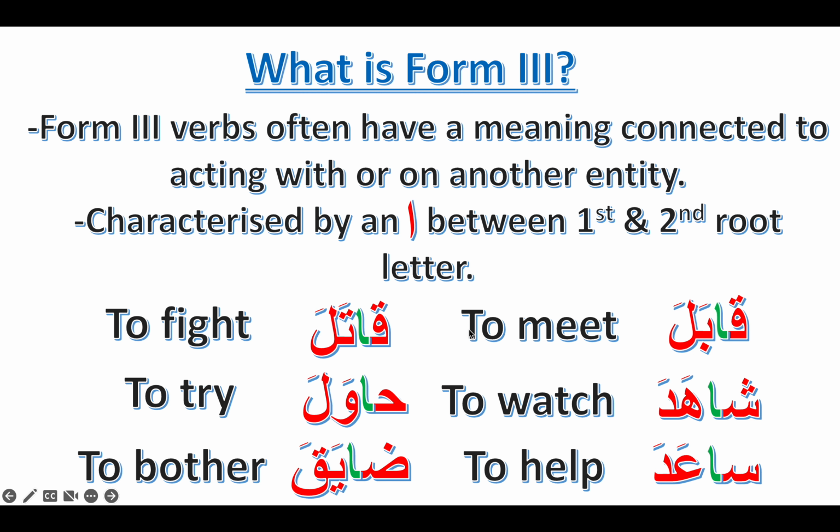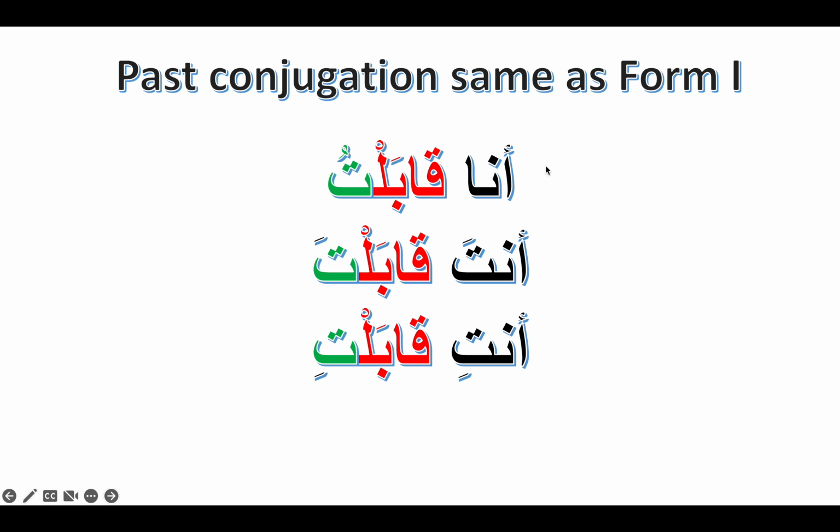I've also done a video on Form 2, which was the last video, so I'll attach the link in the description. The conjugation of verbs in Form 3 is the same as the conjugation for the past as in Form 1. If you want to conjugate the verbs in the past, you just add the same suffixes. So, أنا قابلت, قابلت, قابلتِ. I'll attach my video on how to conjugate verbs in the past in the description so you can learn this pattern.